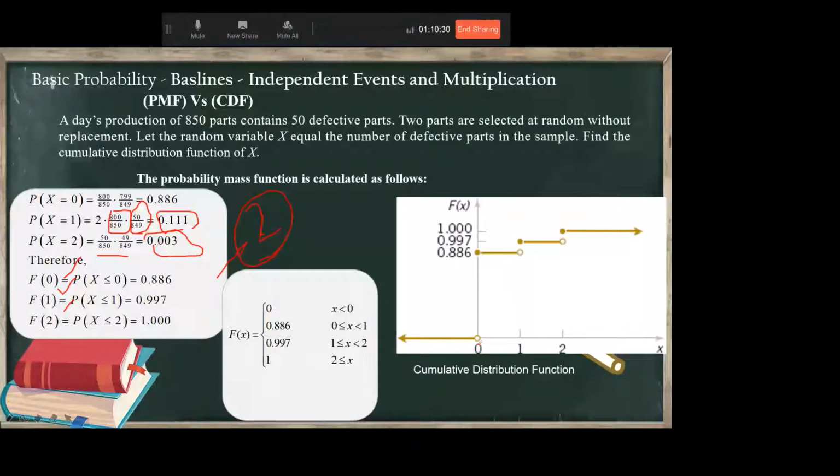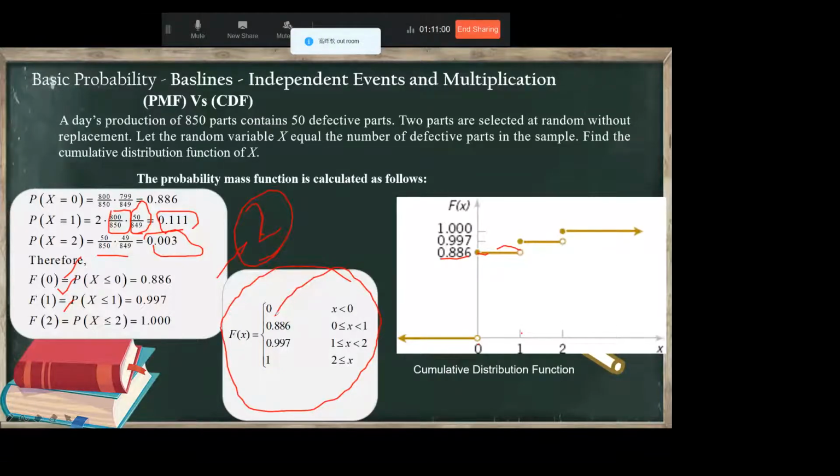So first 0 until first product, the probability is 0.86, and then we start from 1 to 2, then 2 to 3 onward we can go. So we can say, in short, that the cumulative distribution function, or probability CDF, is 0 if x is less than 0. X means non-defective part is less than 0.